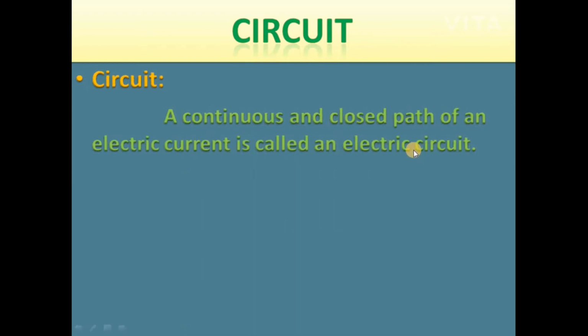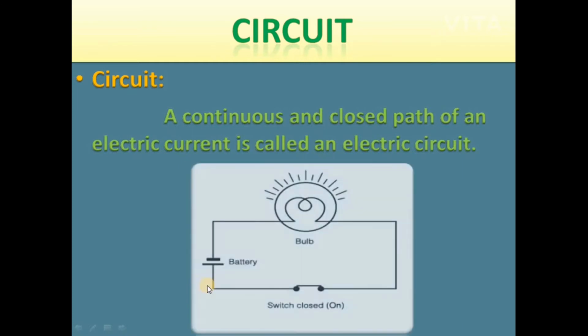Next is the circuit. What is a circuit then? A continuous and closed path of an electric current is called an electric circuit. Look here. Here is the battery, here is the switch and here is the bulb. How are they connected? Look, it is continuous. Is there any break in the path? No break in the path.